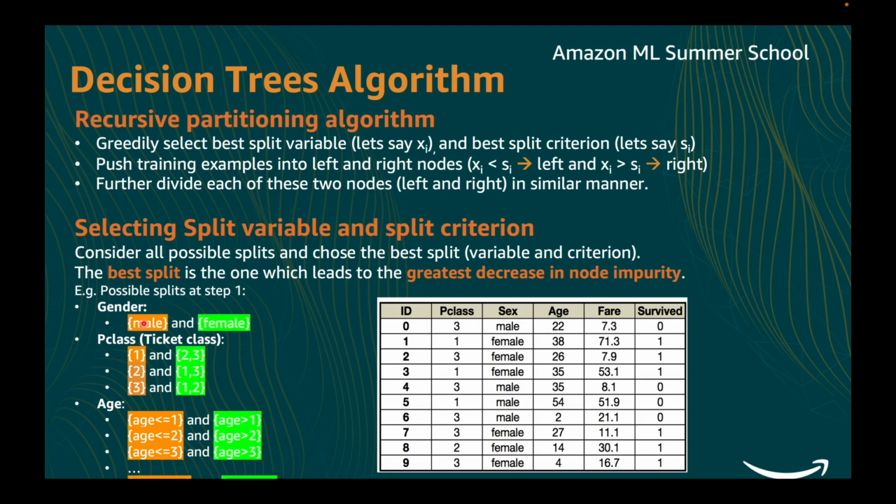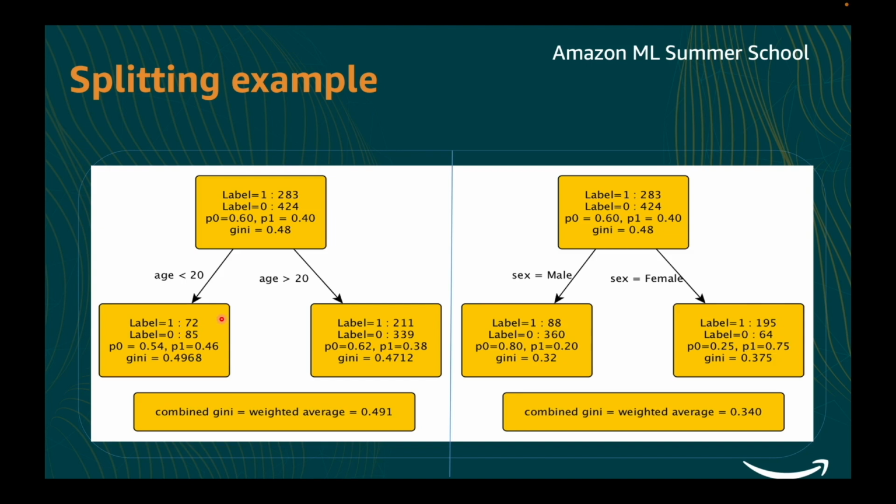So now, each of these is a different split criteria. Each of these orange and green boxes, each of these pairs is a new different split criteria. So we want to choose the best one. We want to choose the one which leads to the greatest decrease in the impurity of the resulting nodes, right? So let's look at an example of this first before we talk about the criteria for measuring impurity of nodes.